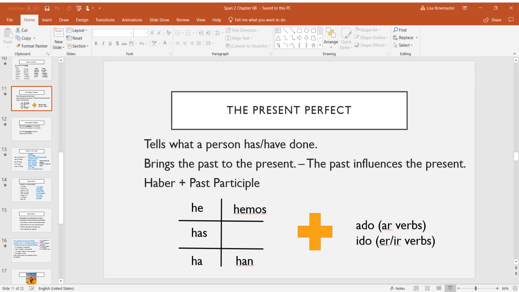We say it differently in English. I have done my homework. She has done the homework. So that's what it means in English. It brings the past to the present. So that means the past influences the present.